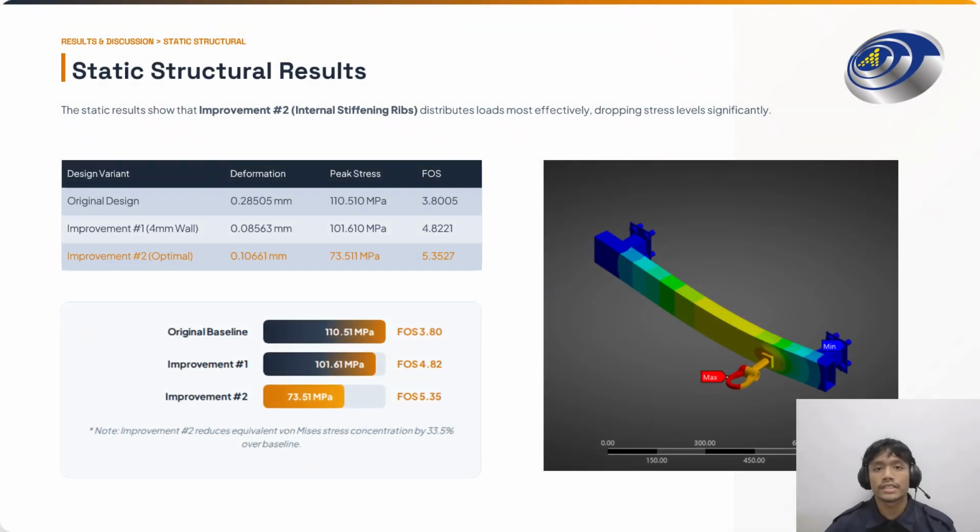Now, let's dive into the structural results. As you can see, improvement number 2, featuring the internal stiffening grips, yields the most optimal performance. By adding these internal grips, we successfully distribute the loads much more effectively. This dropped our peak stress significantly down to 73.5 megapascals, which is a 33.5% reduction compared to our original baseline. Consequently, this optimization significantly maximizes our factor of safety, bringing it up to a highly secure 5.3527.